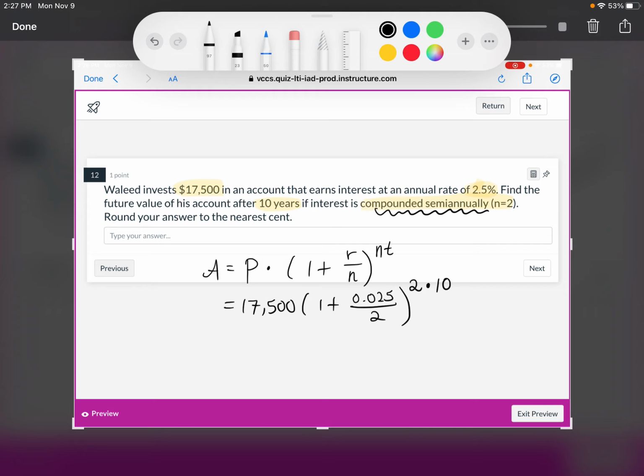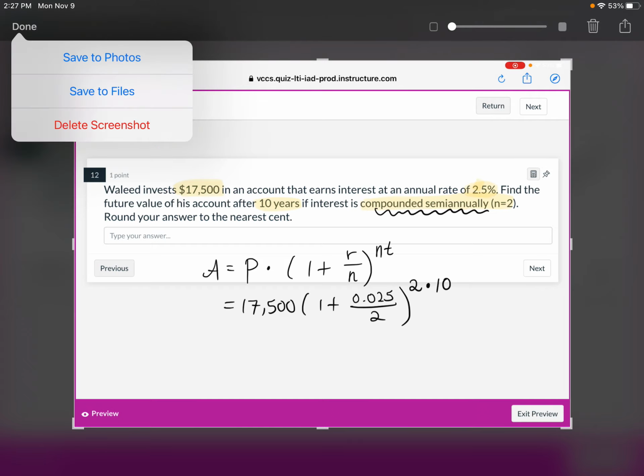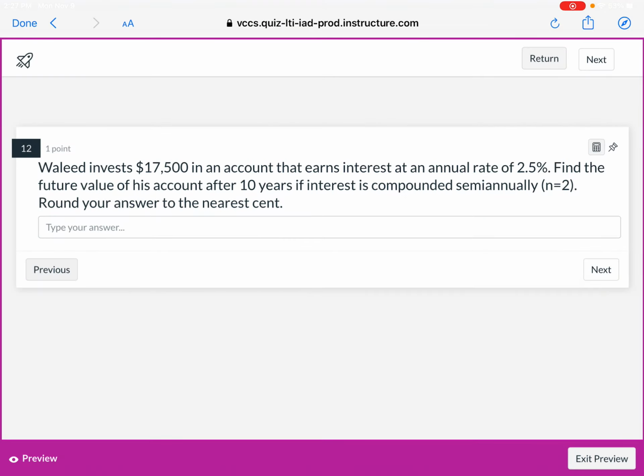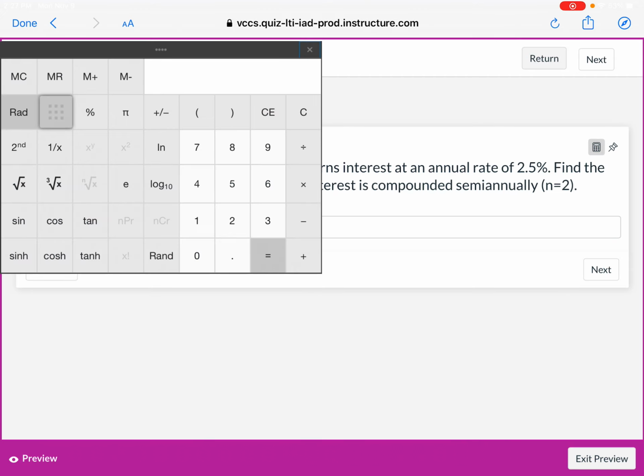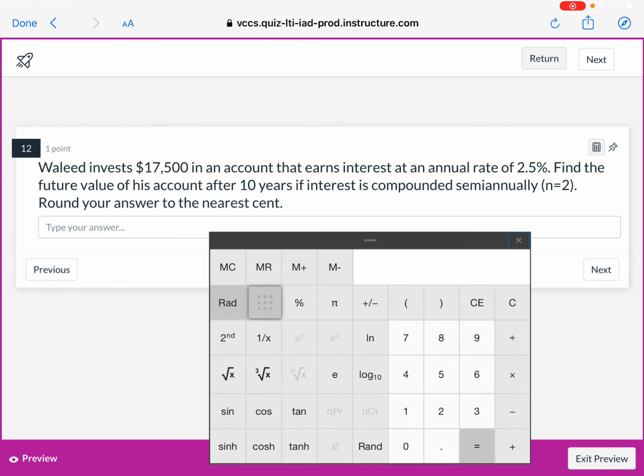Now, I'm going to go ahead and take a picture of this on my cell phone so that I don't lose my work. Okay. And I'm going to try to just delete the screenshot. I don't need it anymore. I'm going to go ahead and type this into this Canvas calculator because this is one tool that we all have.